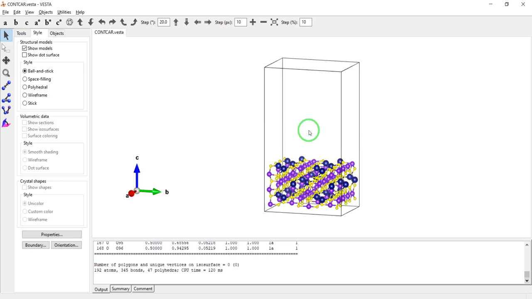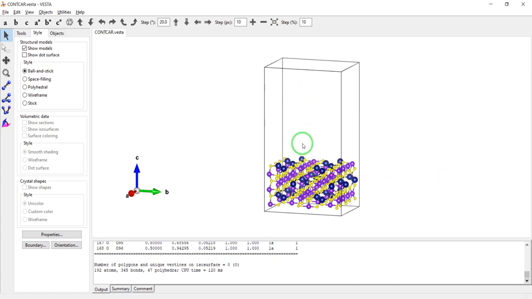Hello, I'm Ehsan. In this video, we are going to see how to calculate the surface energy of a material using density functional theory. The energy of a surface is the result of its broken bonds compared to a perfect crystal, which has no surface and is repeated indefinitely in three dimensions.